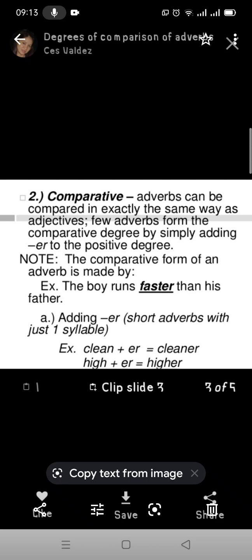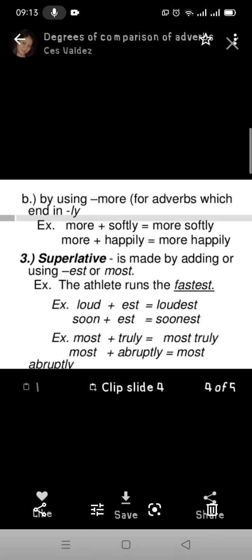Here there is a comparison of the boy with his father, so we are using comparative degree, and that is faster, with the addition of than. There are a few more examples of comparative degree: clean, cleaner, high, higher. It means that when we add er to the first degree of adverb, it becomes comparative degree.